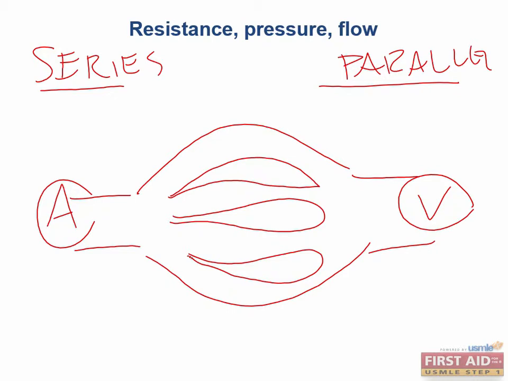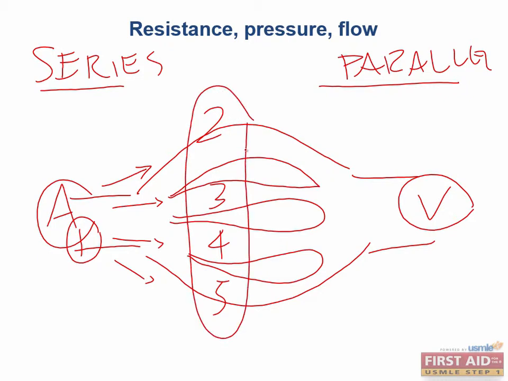Notice here that the arteriole gives off multiple branches. We'll label these 2, 3, 4, and 5, and we'll label this 1. So this arteriole is in series with every single one of these tiny branches, but these tiny branches are in parallel with each other. So this is an important concept. The large single arteriole is in series with these parallel arrangement of small branches.